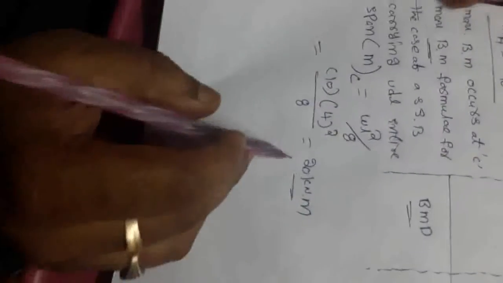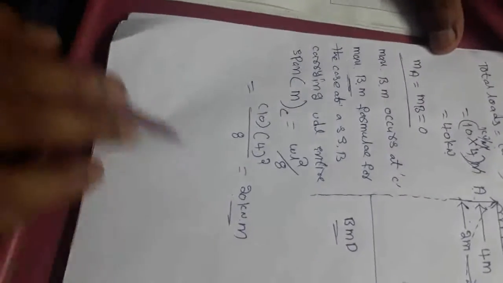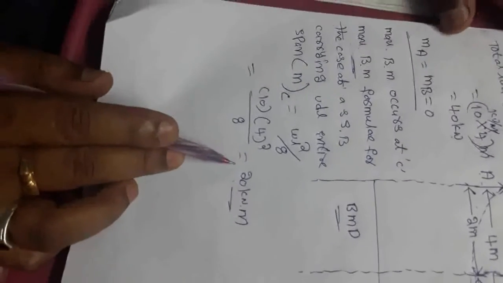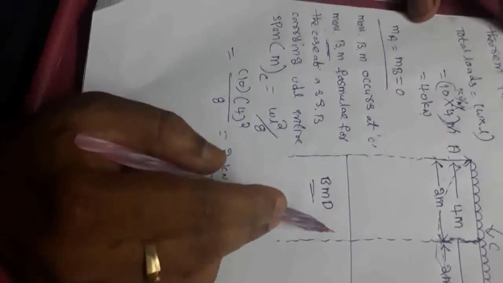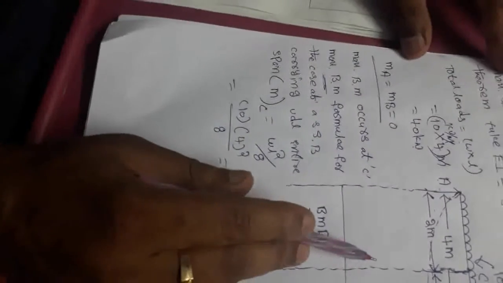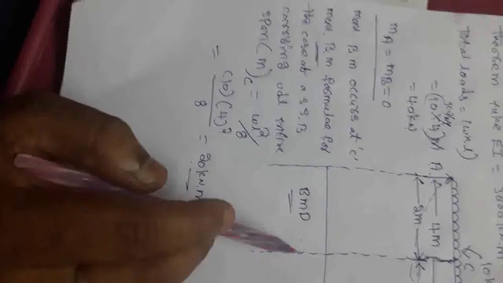And next, from these values, MA equal to 0, MB equal to 0, and MC equal to plus 20 kilonewton meter, not minus 20 kilonewton meter. The minus sign means the deflection is downwards, and the plus sign represents deflection upwards. Upwards is the portion above the baseline, and downwards is the portion below the baseline.